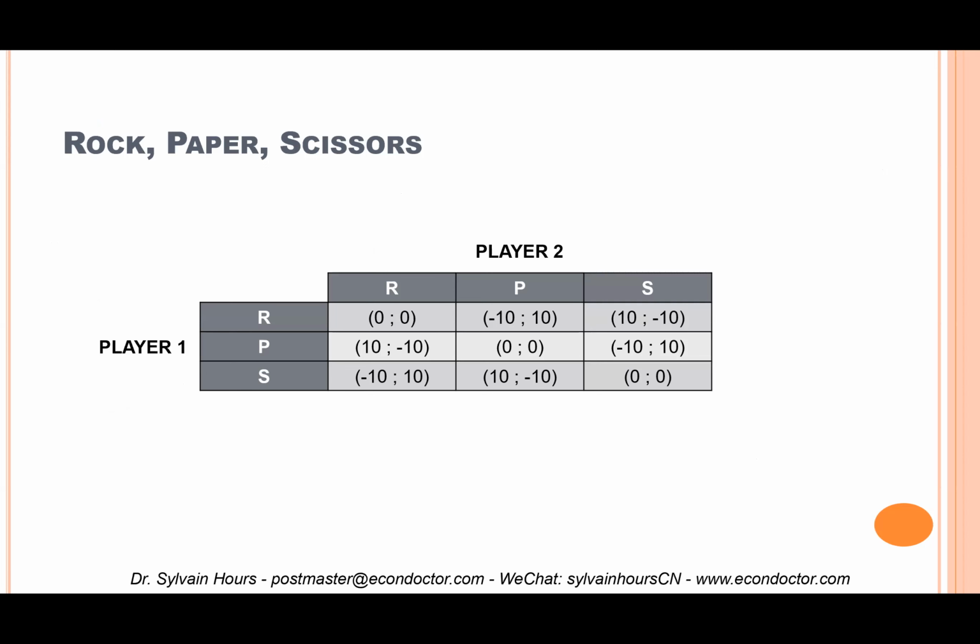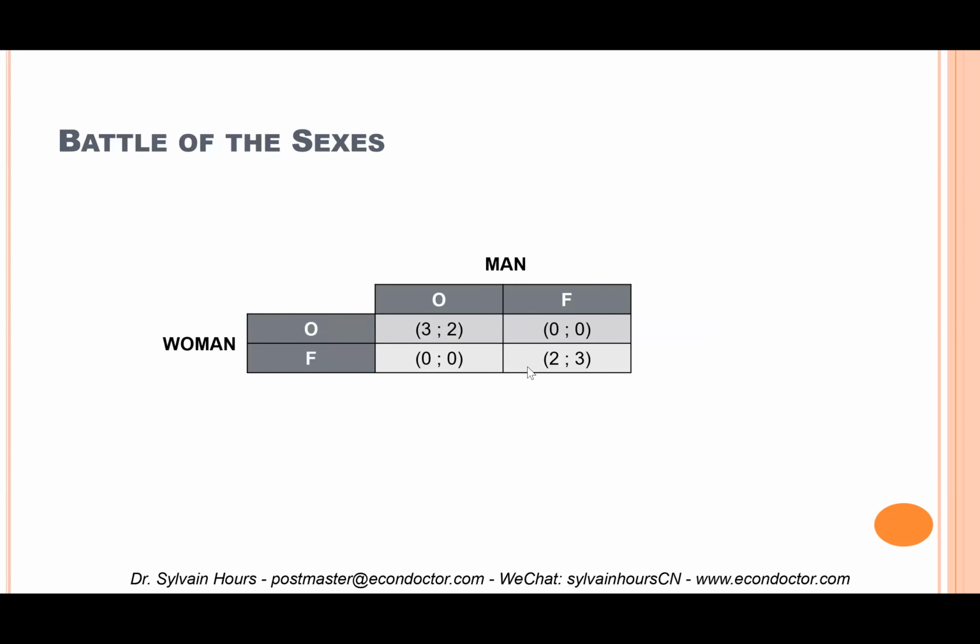So for rock, paper, scissors, there is no dominant strategy. Of course, there is not one strategy that is better than the other. You cannot say that rock is always better than paper, or scissors is always better than rock. No, because it depends on what the other player is going to do. So clearly, in this case, there is no dominant strategy in that game.